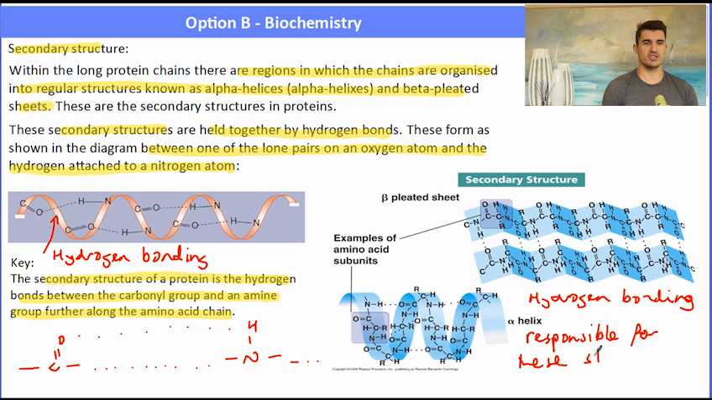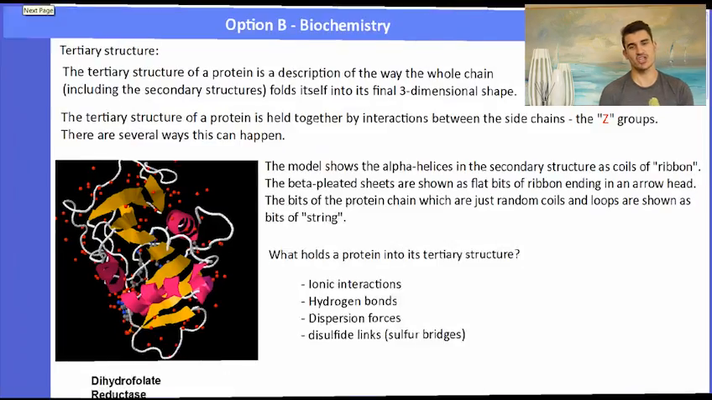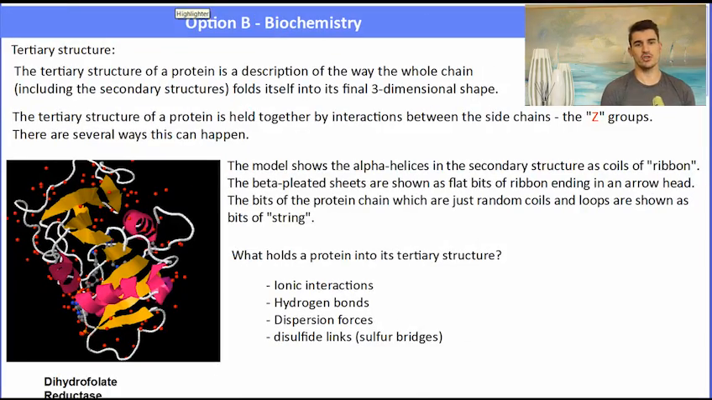The tertiary structure of a protein is described in the way the whole chain folds itself into a 3-dimensional shape, and its shape is very important. The tertiary structure of a protein is held together by the interactions between those side chains, and this can happen in a number of different ways. The side chains could involve ionic interactions, hydrogen bonds, dispersion forces, or disulfide links. And it's all of these interactions that maintain the shape and the way the protein functions.